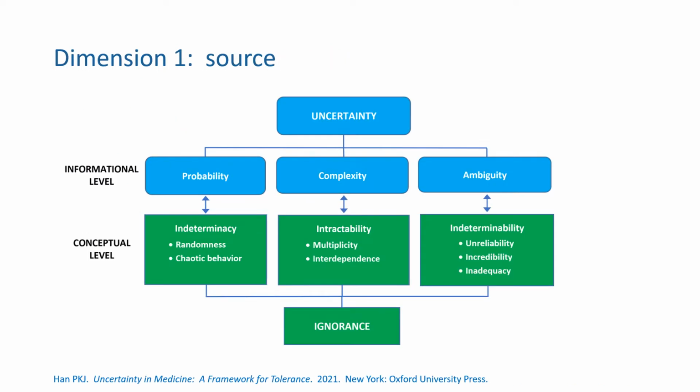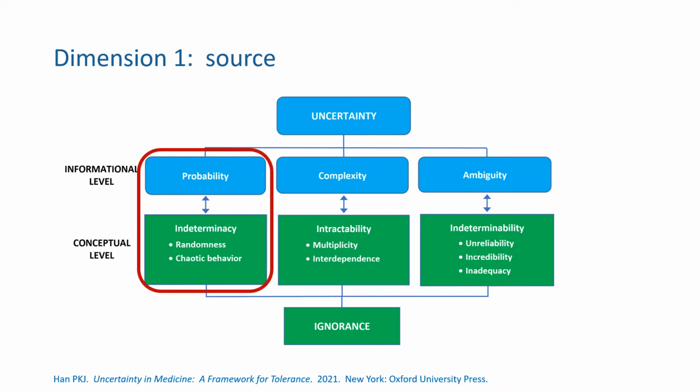Turning first to the dimension of the source of uncertainty, there are three primary sources of uncertainty: probability, complexity, and ambiguity, which represent the informational or representational forms of ignorance that actually arises from deeper root causes. I'm using these three terms in the way in which they're used in behavioral decision research.